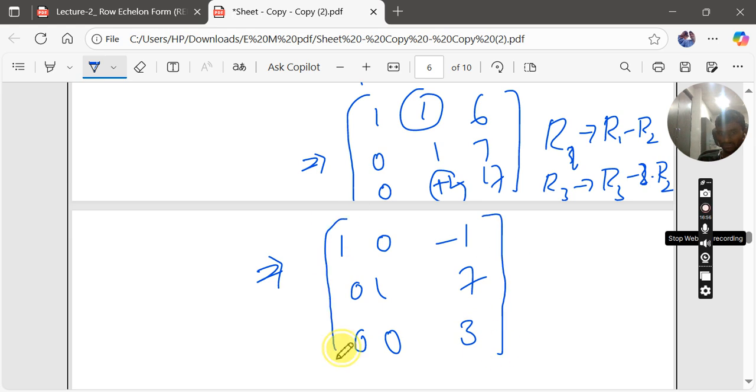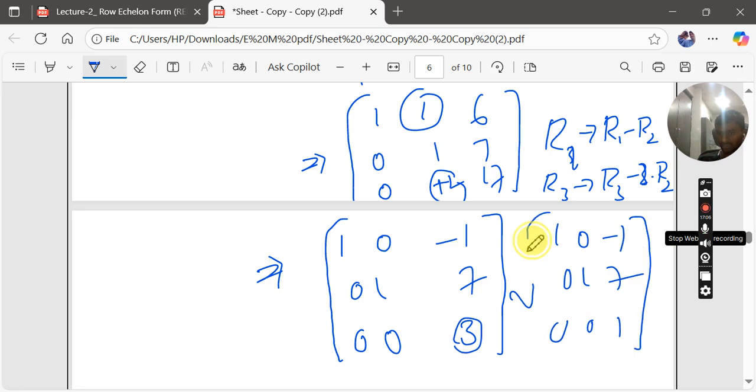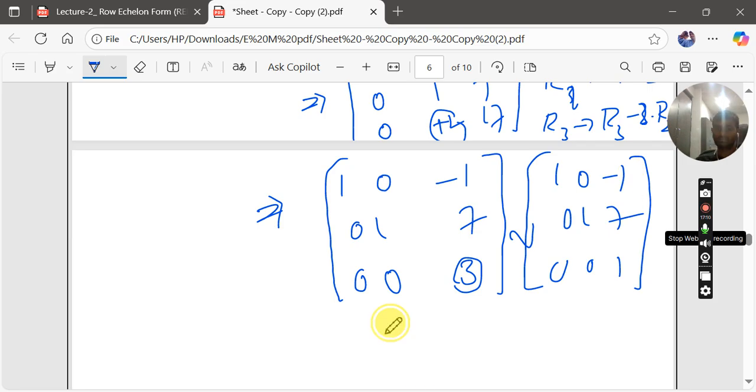Okay, so what is the next step? Here you need to make 0. So how will it become 0? 0 minus 1, 0 1 7, 0 0 1. Okay, now you want a 0 here and a 0 here. How will you get this?